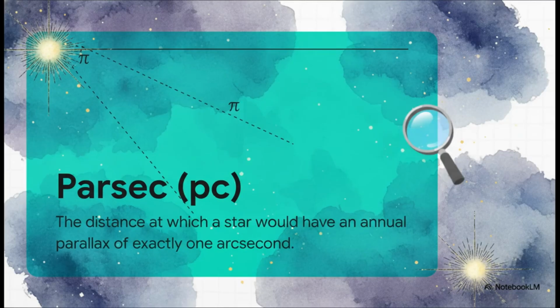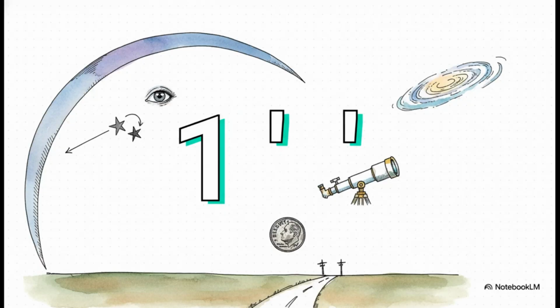A parsec is the distance to a hypothetical star that exhibits an annual parallax of exactly 1 arcsecond. So if we were to look back at our solar system from a star that was exactly 1 parsec away, the radius of Earth's orbit would appear to be 1 arcsecond wide. The unit is intrinsically linked to the method. 1 arcsecond. This is the defining angle.